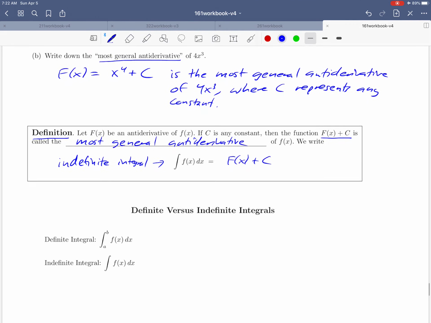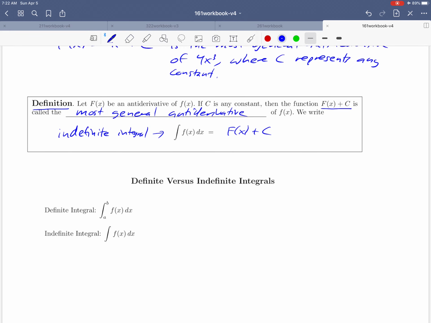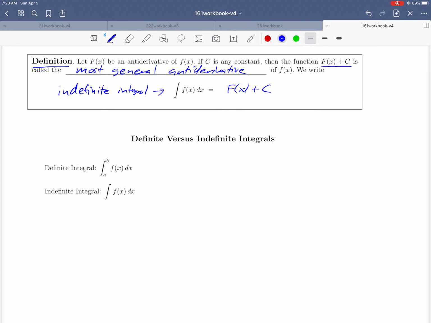Okay, so to summarize this discussion, this is really just about notation and terminology, the definite versus the indefinite integral. A definite integral, where you have limits, is about finding area somehow, and the result is always a number. Whereas the indefinite integral that we just mentioned above represents a collection of functions, the most general antiderivative.